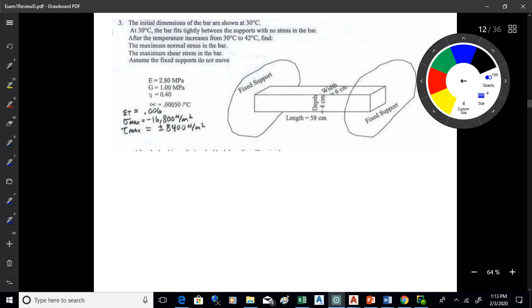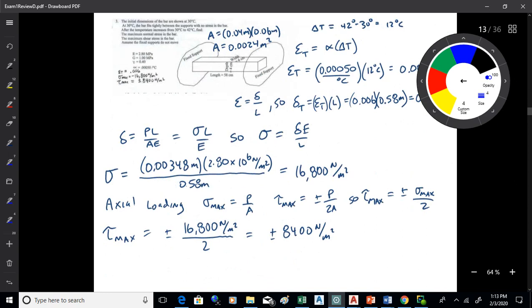Okay, this next one, temperature's at 30, and then it goes up to 42. The bar fits in between those two supports with no stress, but also no gap. So it's just in between the two supports. Then the temperature goes up. We want to find some things about the bar: maximum normal stress, maximum shear stress in the bar.